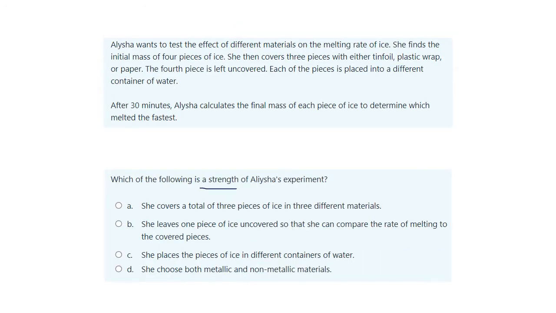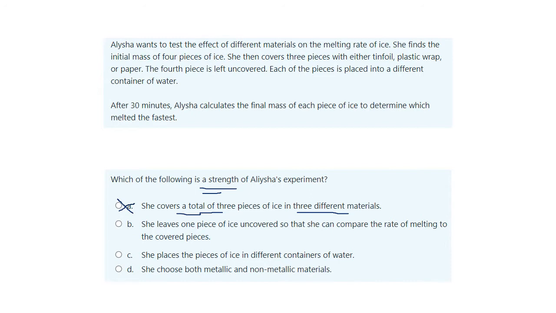Which of the following is a strength of Alicia's experiment? She covers a total of 3 pieces in 3 different materials. Now, this is not really a strength. If she had 9 pieces and 3 pieces were covered in tin foil, 3 pieces were covered in plastic, and 3 pieces were covered in paper, that would be a strength because she would be repeating it. But only doing 1 piece of ice in tin foil and 1 in plastic and 1 in paper, this is a weakness, not a strength. So we can remove answer A.